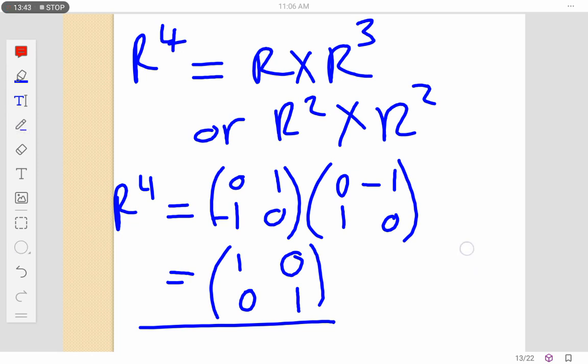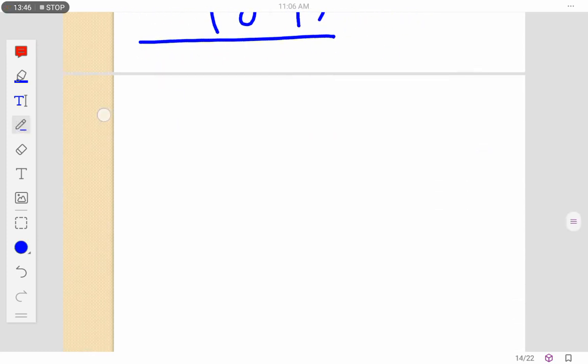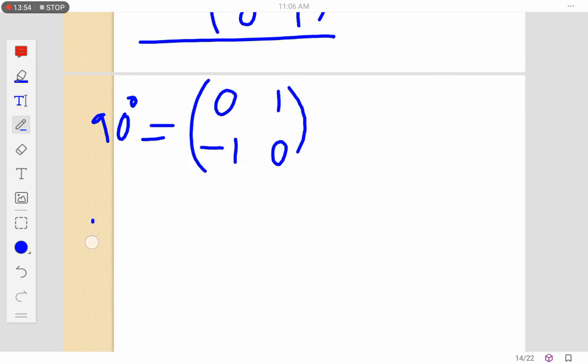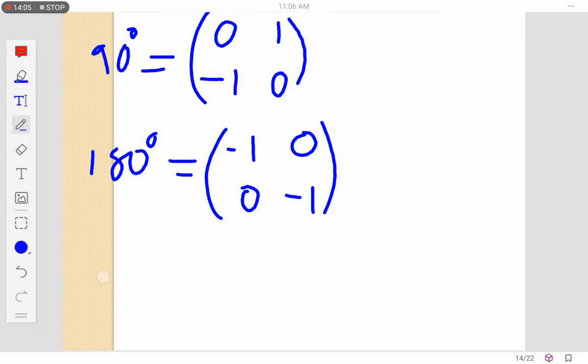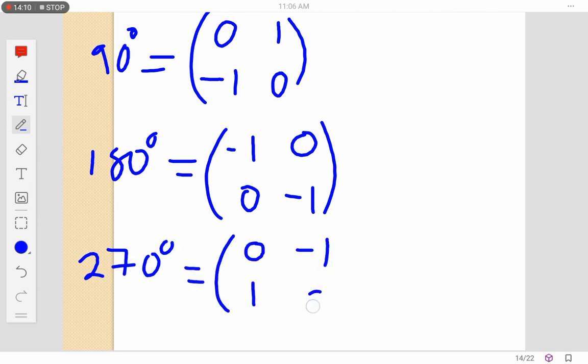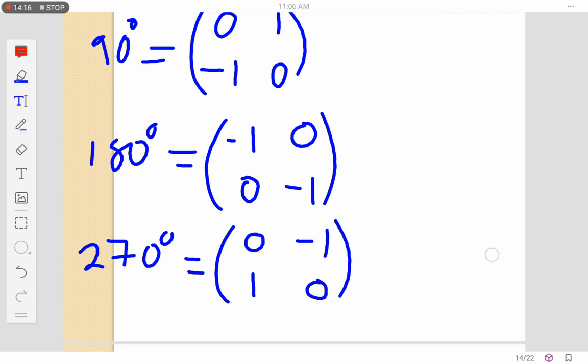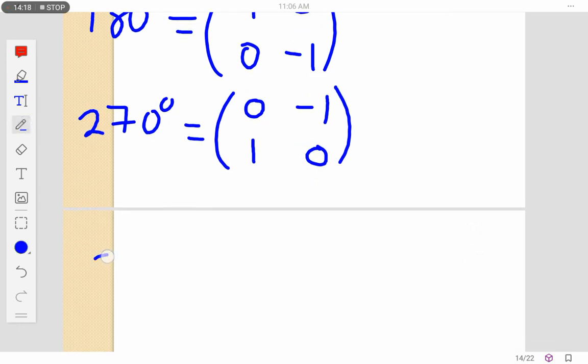Let's just summarize and write them all together. So for 90 degrees, we have got our matrix as 0, minus 1, 1, 0. For 180 degrees, we have got minus 1, 0, 0, minus 1. Okay. For 270 degrees, we have got 0, 1, minus 1, 0, like this. Okay. Then for 360 degrees, we have got an identity matrix.